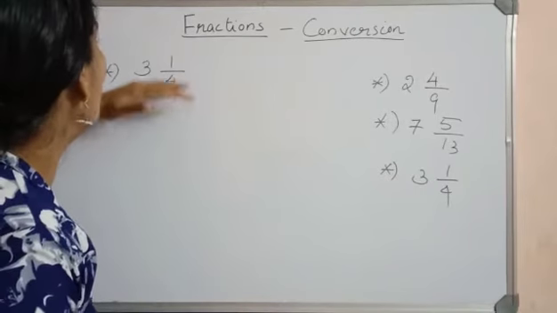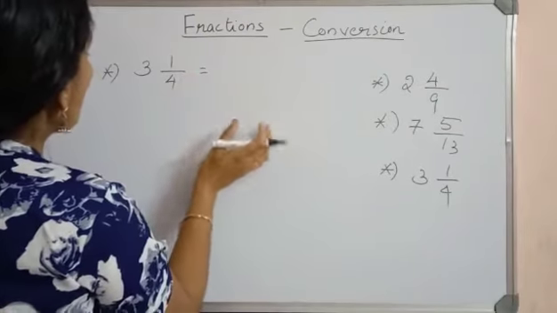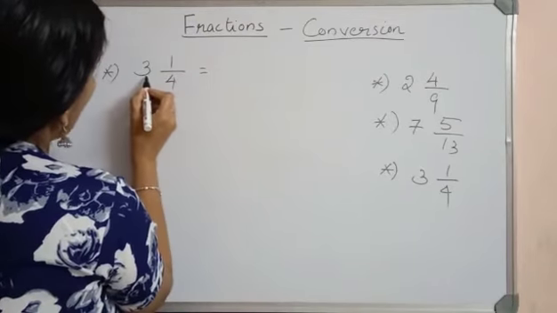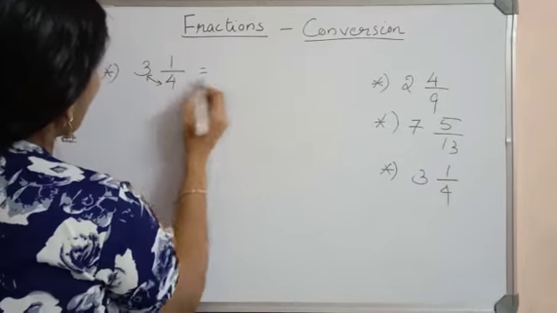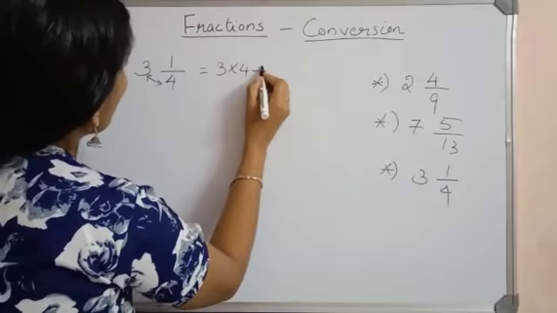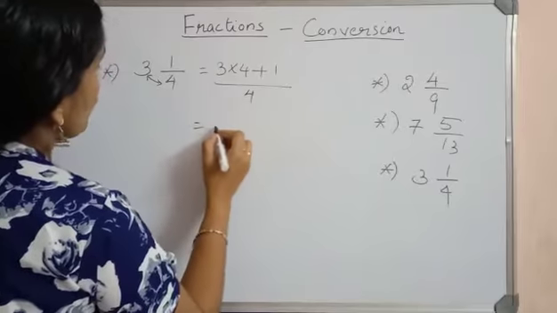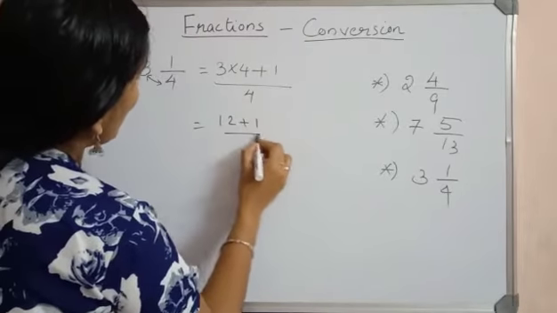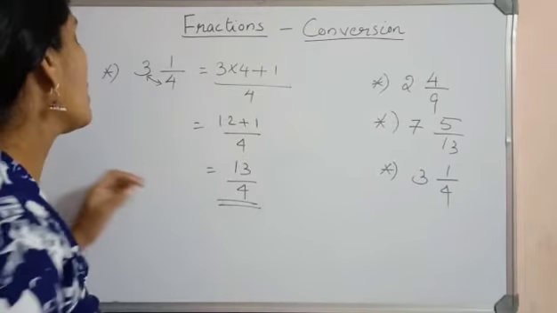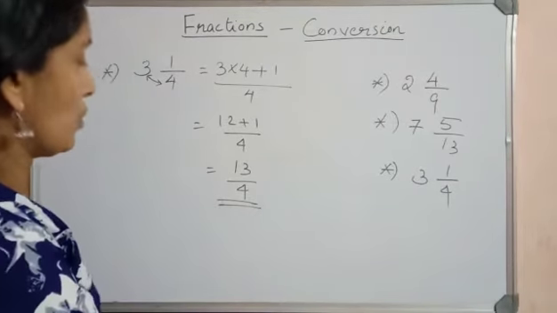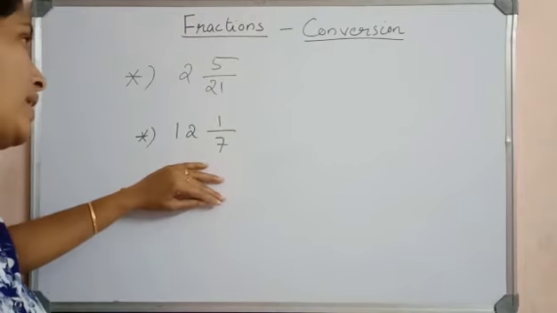Look at the next question, 3 1 by 4. When you convert this 3 1 by 4 into the improper fraction, multiply the integral part with the denominator, that will be 3 into 4 plus the numerator 1 divided by 4. So 3 4s are 12 plus 1 by 4, that is 13 by 4. This is the answer you get for 3 1 by 4. Now you convert these into improper fractions and let me know the answer.